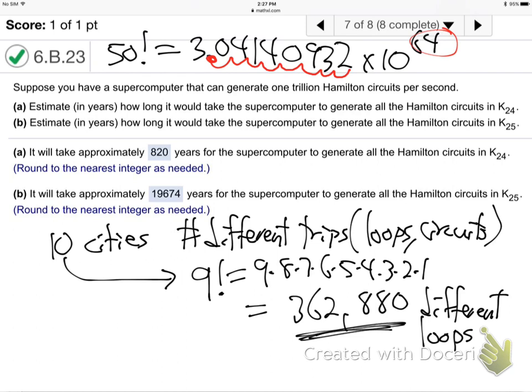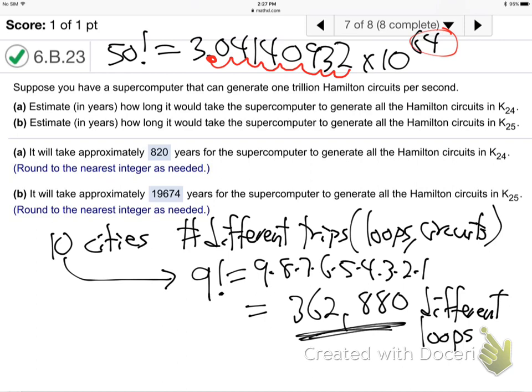I mean, that seems pretty quick, right? That's real life. It can look at 1 trillion circuits in 1 second. How long would it take to handle just K24, let alone 50? Just 24 cities, right? K24 is a complete graph, 24 cities. How long would it take?